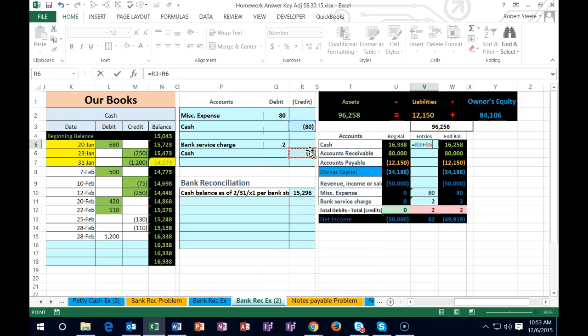Now, this is a credit. Excel sees it as a negative number. We see it as a credit. Therefore, it's going to bring down cash. It's going to put us back in balance when we hit enter. So there we have that.